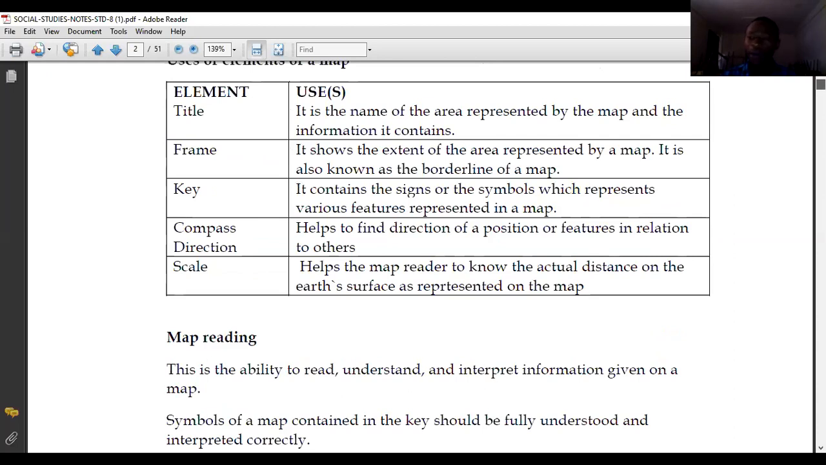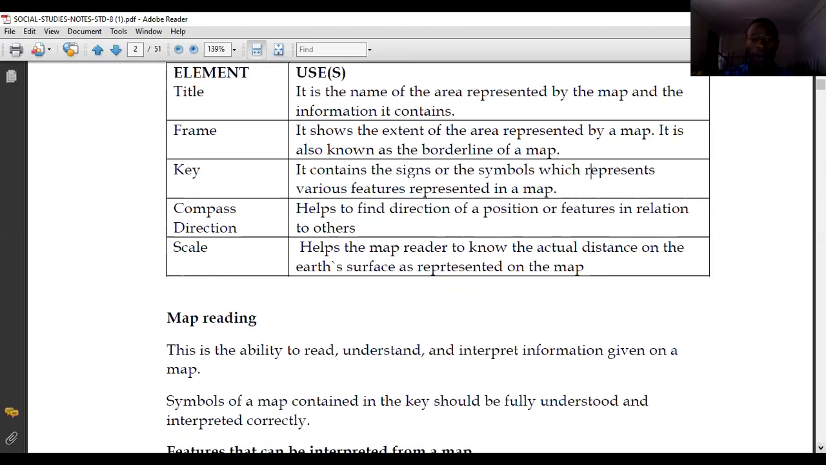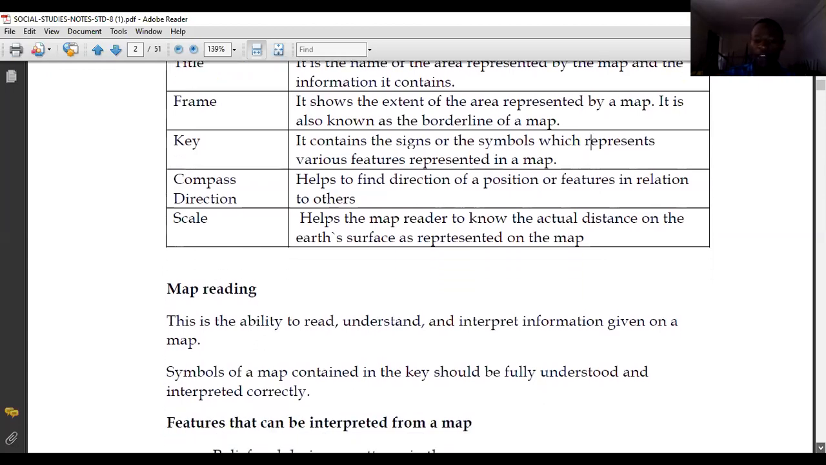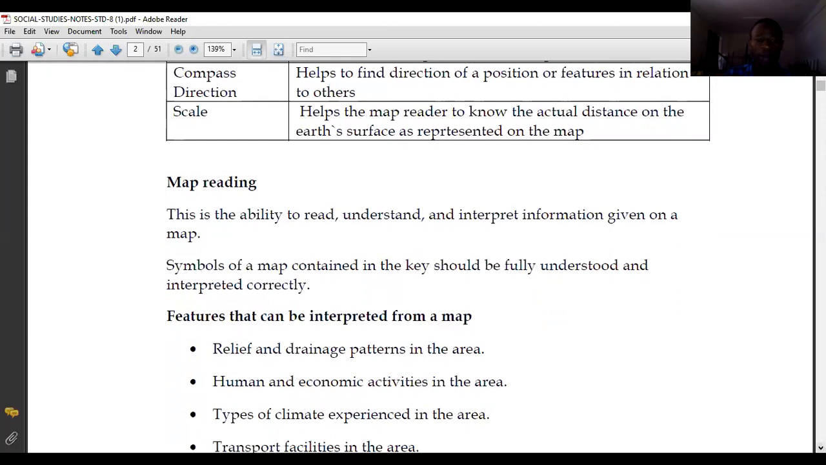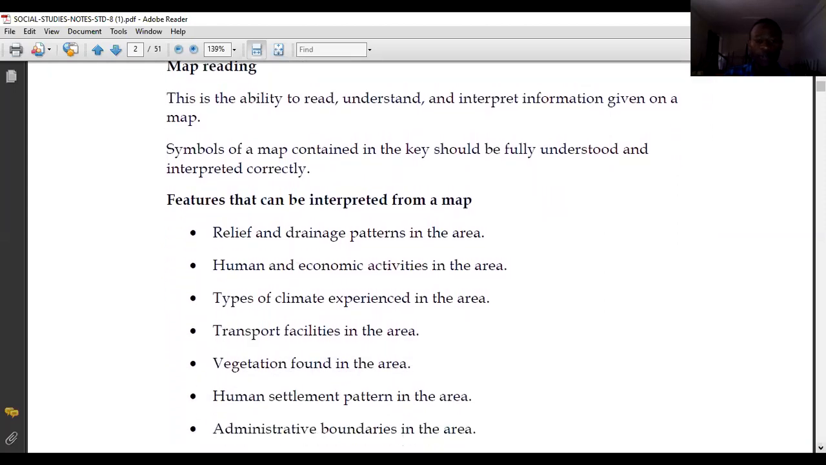So when you're going to read the map, those are the elements that you're going to look at. And then map reading is the ability to read, understand, and interpret information given on a map. Symbols of a map contained in the key should be carefully understood and interpreted correctly.